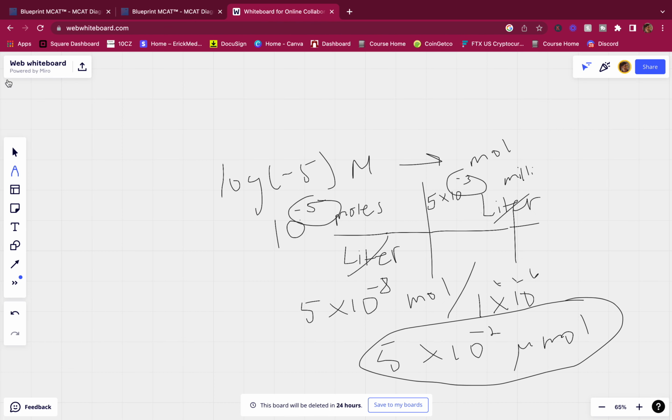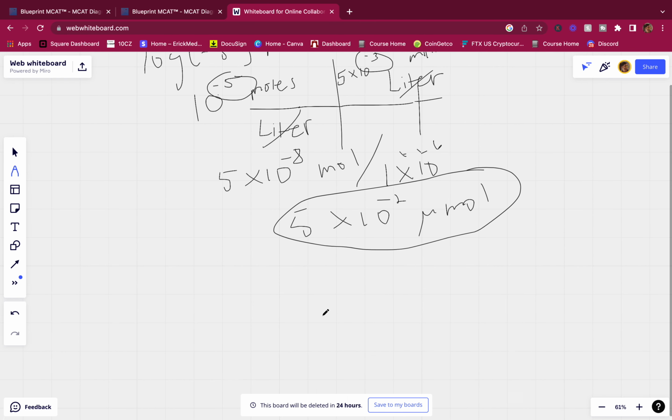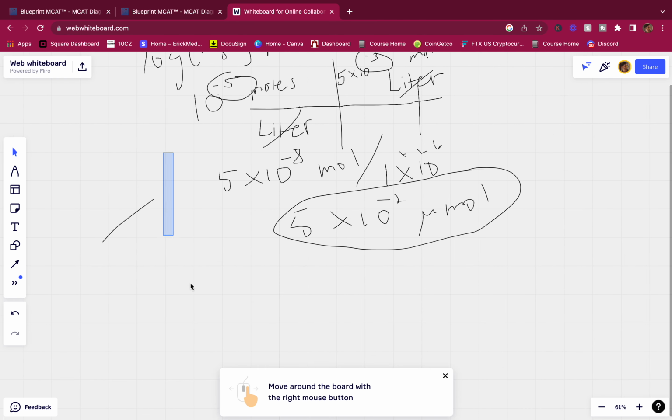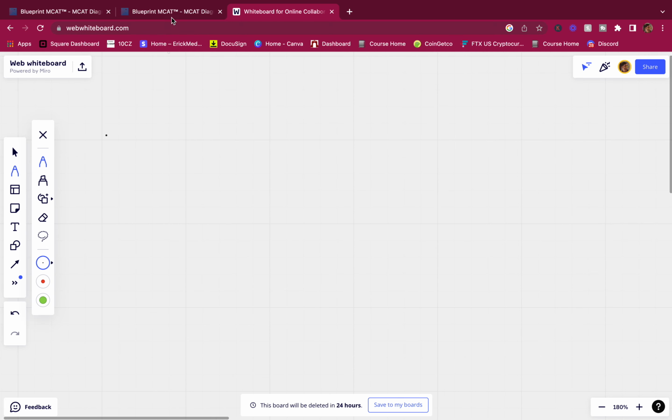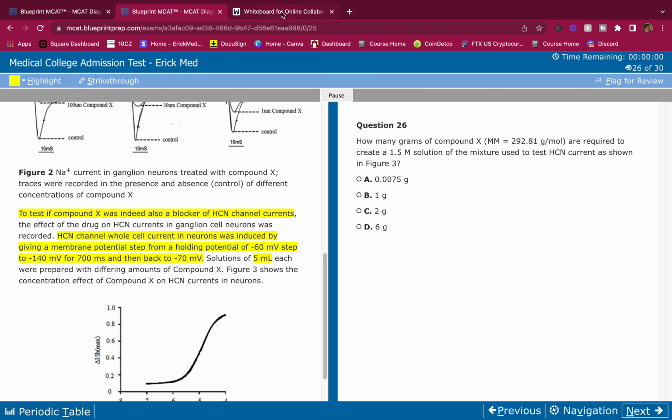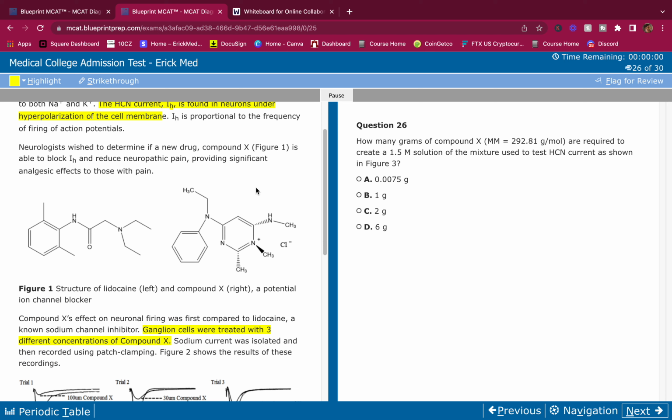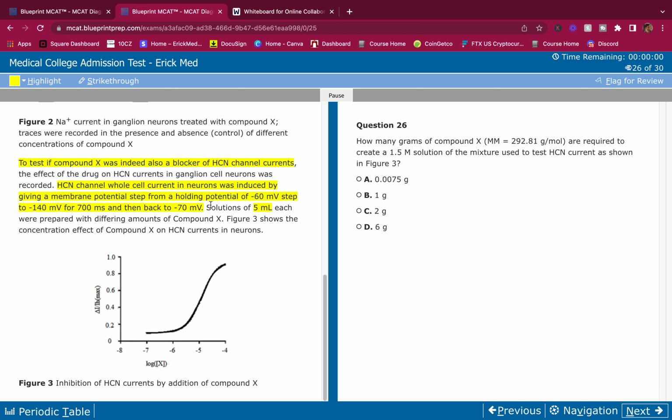I'm going to have to use the whiteboard for this, guys, because this could be a little confusing for you guys. Let's get the drawing out. This is what they're asking. Remember, these solutions are from 5 milliliters. That's the volume. They want 5 milliliters of a 1.5 molarity solution. And they want to know how many grams to make a 5 milliliter amount of a 1.5 molarity solution.